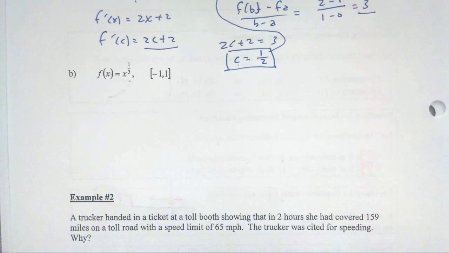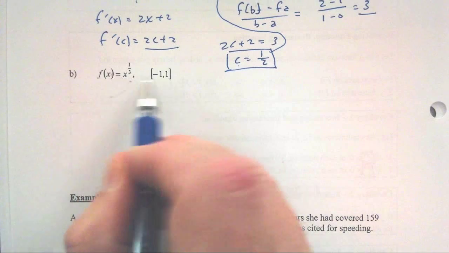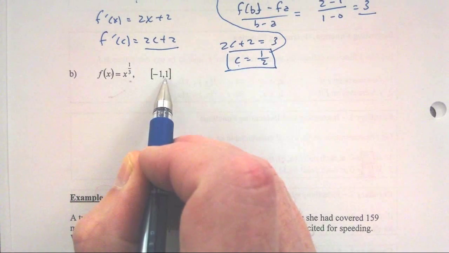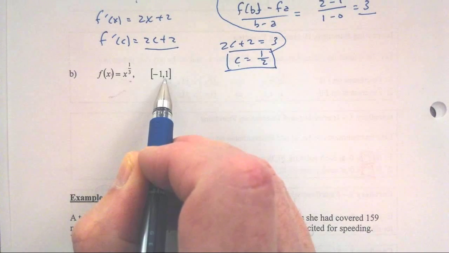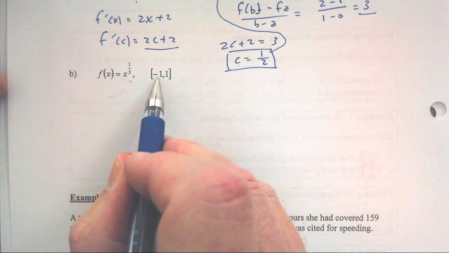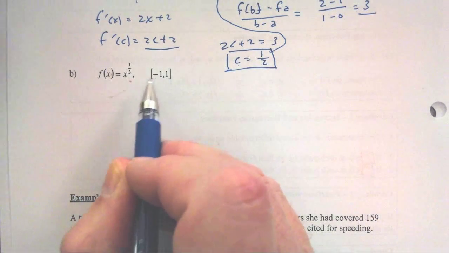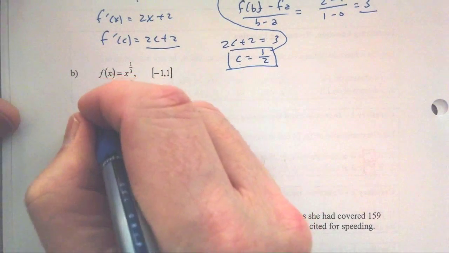Okay, B. This is a continuous curve. I don't have to pick up my pencil to draw this curve from -1 to 1, so half of the mean value hypothesis is met. I just have to figure out if it's differentiable at all points. I can take a third root of negatives, of 0, of 1, of anything along the way. So let's find our derivative.